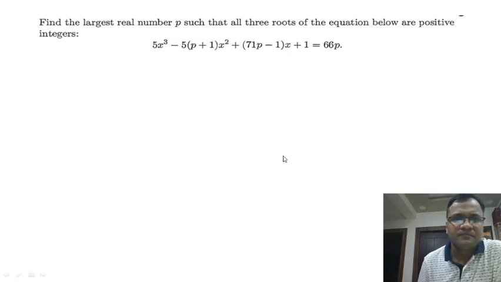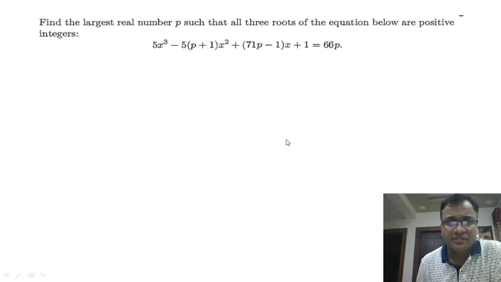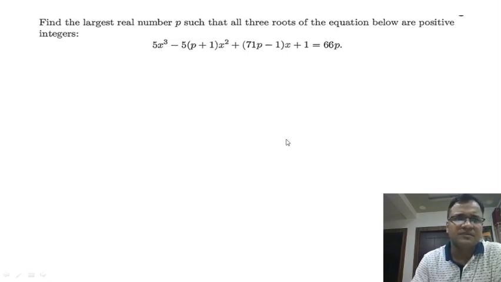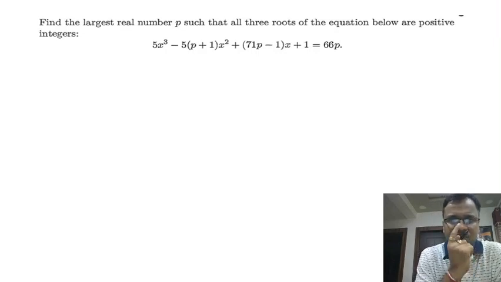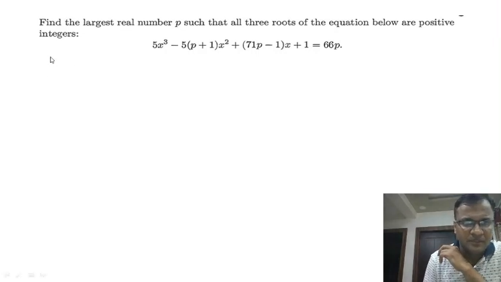Hello everyone. In this video I am going to discuss this elegant algebra problem. As you can see, in this problem you have to find the largest real number p such that all three roots of the equation are positive integers. Okay, you have been given a cubic equation and you have to find the value of p for which the equation has all the roots as positive integers.